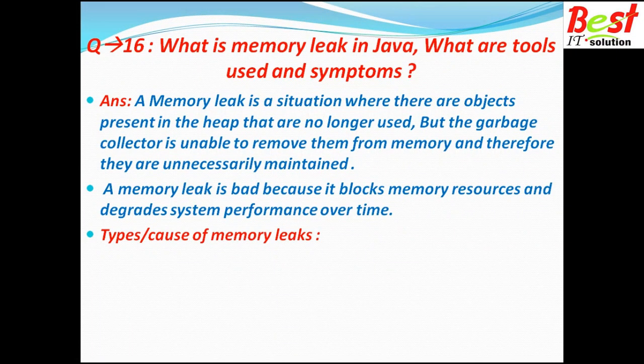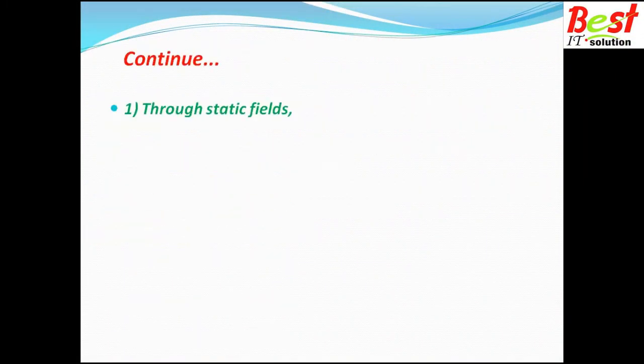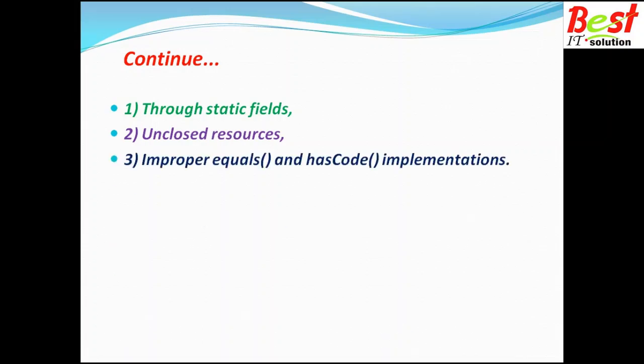What are the types or causes of memory leaks? Static fields: when we declare static fields, the static values or objects are also stored in memory. Unclosed resources, where resources are not closed. Improper equals and hashCode implementation. These are the reasons for memory leaks.